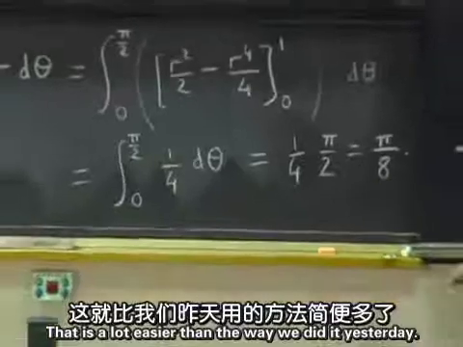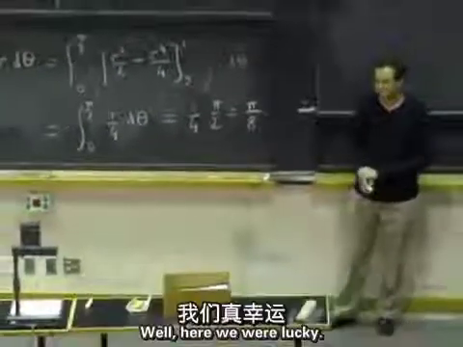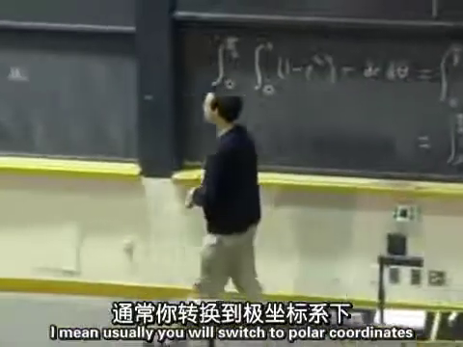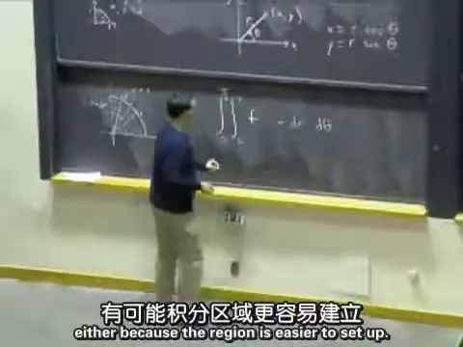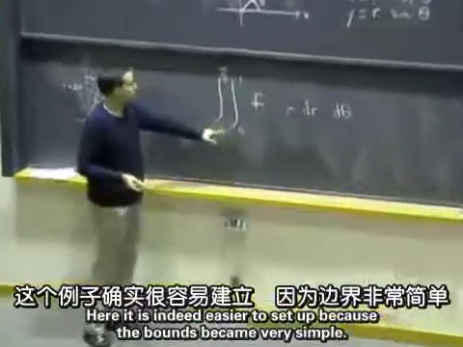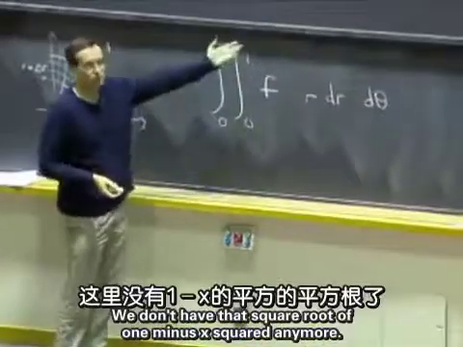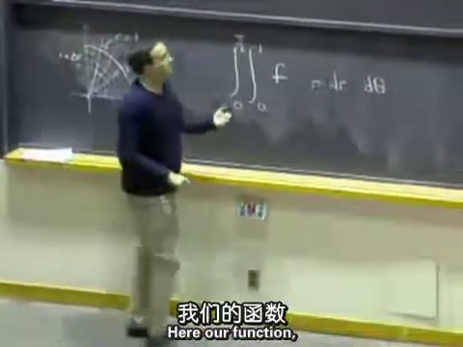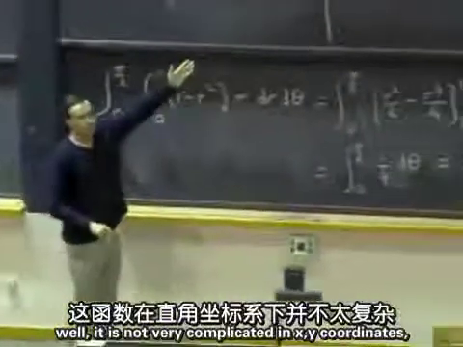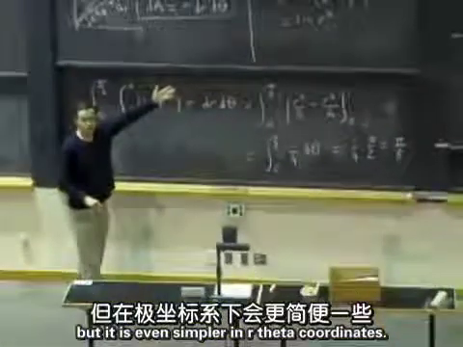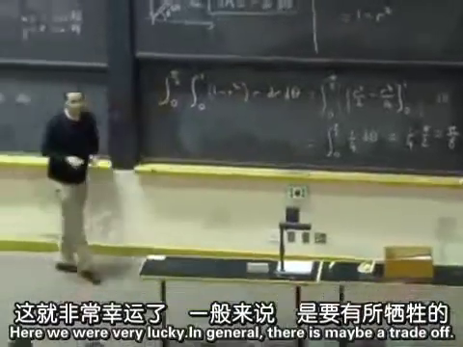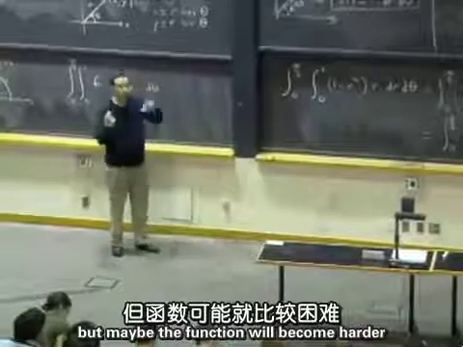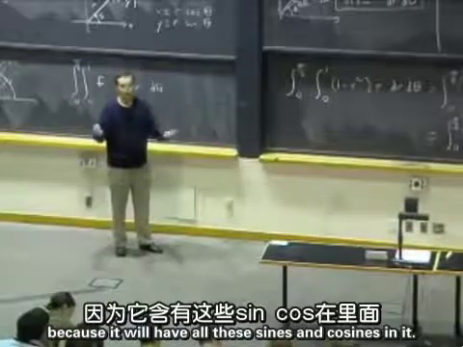So that's a lot easier than the way we did it yesterday. Now, here we were lucky, okay? I mean, usually you will switch to polar coordinates either because the region is easier to set up. Here it's indeed easier to set up because, see, the bounds became very simple. We don't have that square root of 1 minus x squared anymore. Or because the integrand becomes much simpler. Here, our function is not very complicated in xy coordinates, but it's even simpler in r theta coordinates. So here we were very lucky. In general, there's maybe a trade-off. Maybe it will be easier to set up the bounds, but maybe the function will become harder because it will have all these sines and cosines in it.